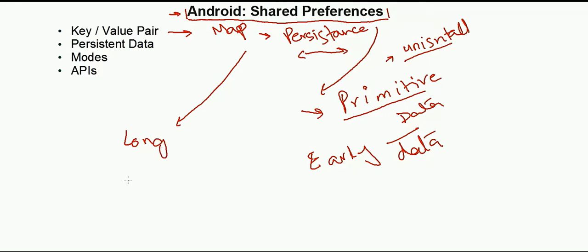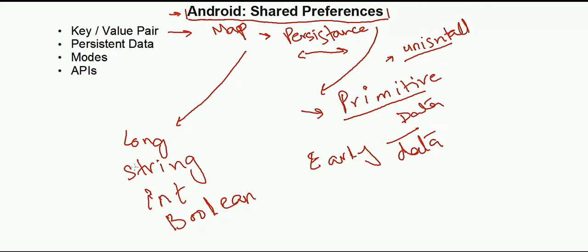Now in this shared preference of key value pairs, what kind of data is stored? It can be long, it can be string, it can be an integer, it can be a boolean variable, or float. So almost all the common data types can be stored using the shared preferences. Shared preferences provides functions to store and load these variables.